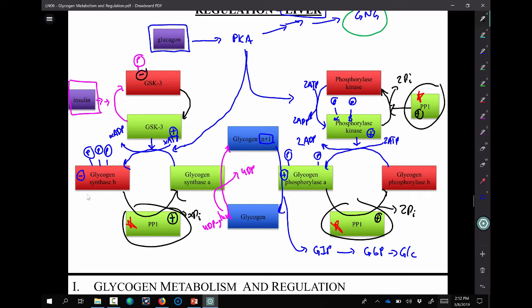Anyway. So for this class, we're going to go like this, because it's just not straightforward at all in terms of what causes the activity of glycogen synthase kinase.